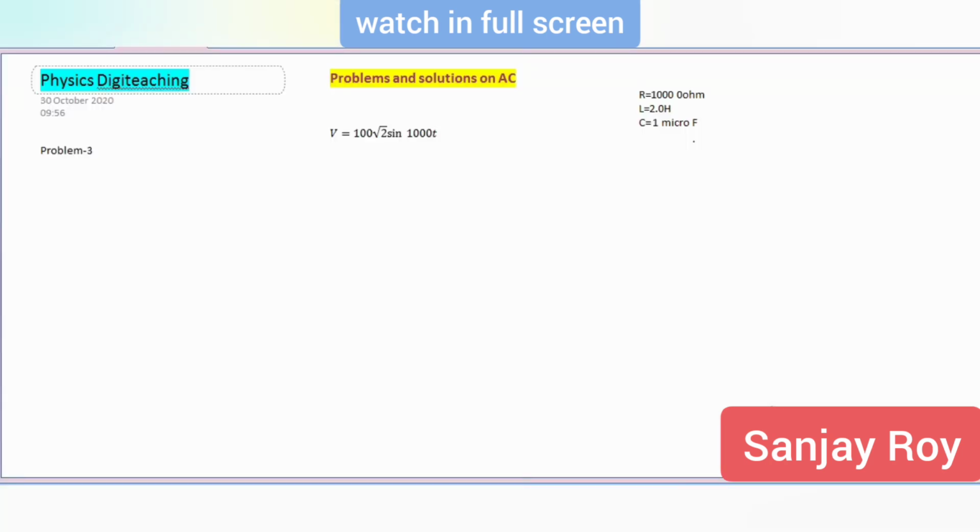Our third problem is related to a series LCR circuit. Here the value of resistance R equal to 1000 ohm, inductance 2 Henry and capacitance 1 microfarad. The voltage source connected is V equal to 100 root 2 sine 1000 t. Now we have to find out the voltage across resistor, inductor and capacitor. First of all, we have to find out the total current, and then we calculate.